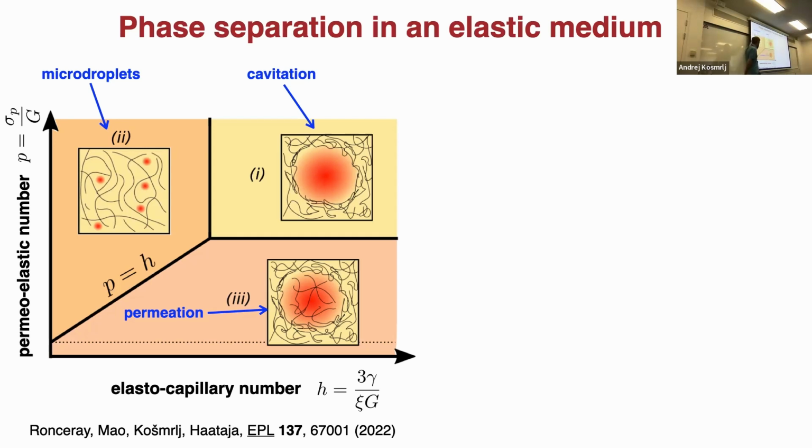But if you lower this permeo-elastic number, and the droplets like to wet the fibers, they can also encapsulate these fibers. And if they really like to wet them, eventually they're just going to coat all these fibers. So this would be another possible phase. And then the droplets also don't necessarily need to remain spherical, because they can deform.